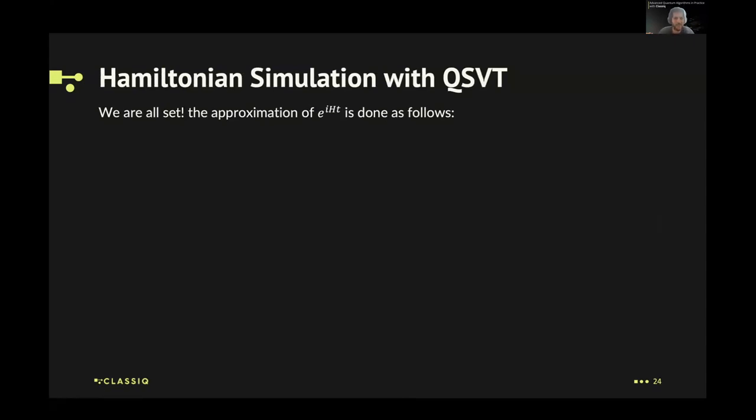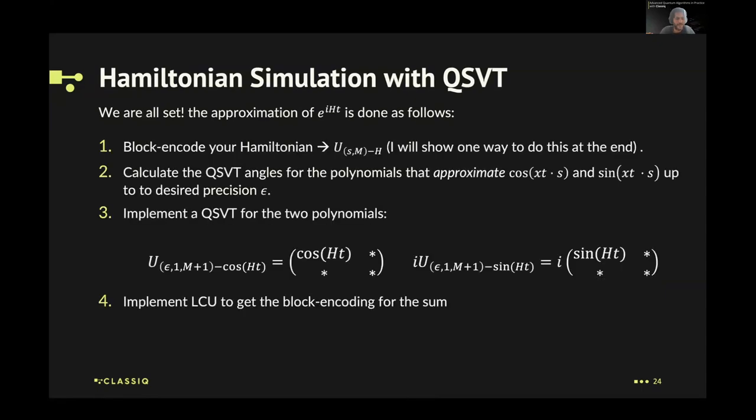We are all set to approximate our Hamiltonian dynamics. Let's see how we are going to do this. So first you need to block encode your Hamiltonian. Until now, I didn't say how to do this because there are many techniques to do this, and this is just one block in the algorithm, which is flexible. You can choose how to block encode your Hamiltonian. I will show one way to do this soon.